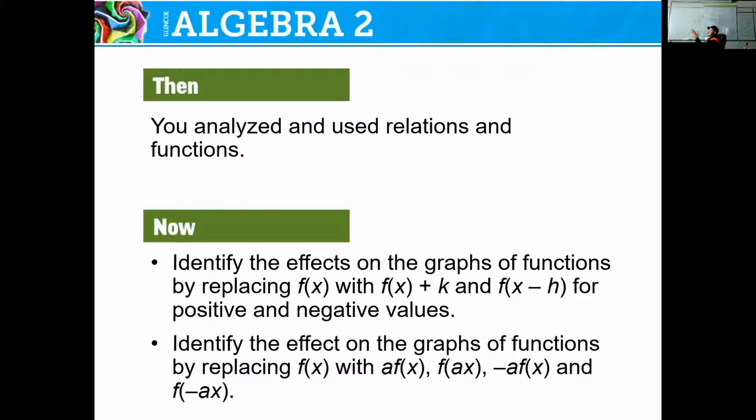And then identify the effect on graphs of functions by replacing f of x with a times f of x, f of ax, negative a times f of x, and f of negative ax. To sum that second objective up, those are your dilations. That's what makes your graphs really skinny or really obtuse, we'll say.